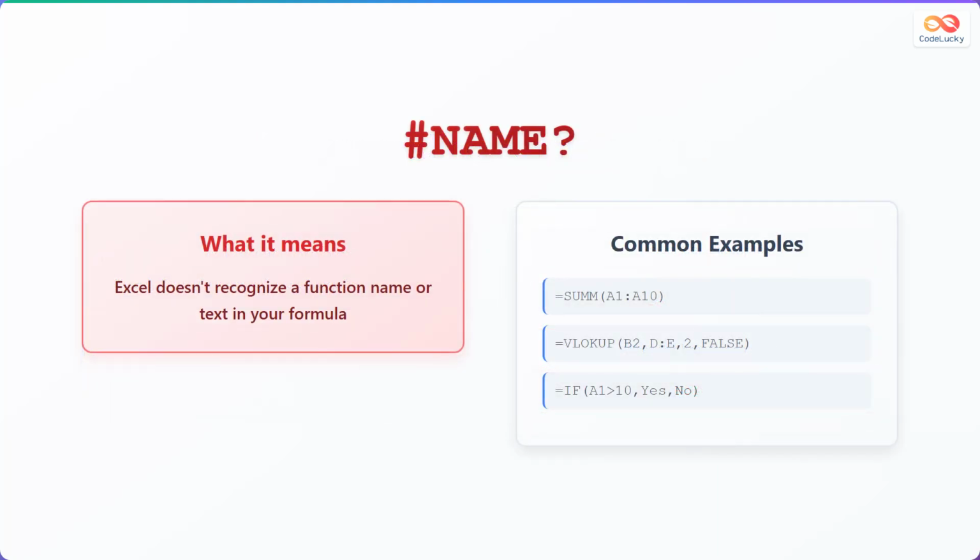The name error occurs when Excel does not recognize a function name or text used in your formula. Here are some common examples: misspelling SUM, misspelling VLOOKUP, and forgetting quotation marks around text, such as writing IF(A1>10, yes, no) instead of IF(A1>10, "yes", "no") with quotation marks.